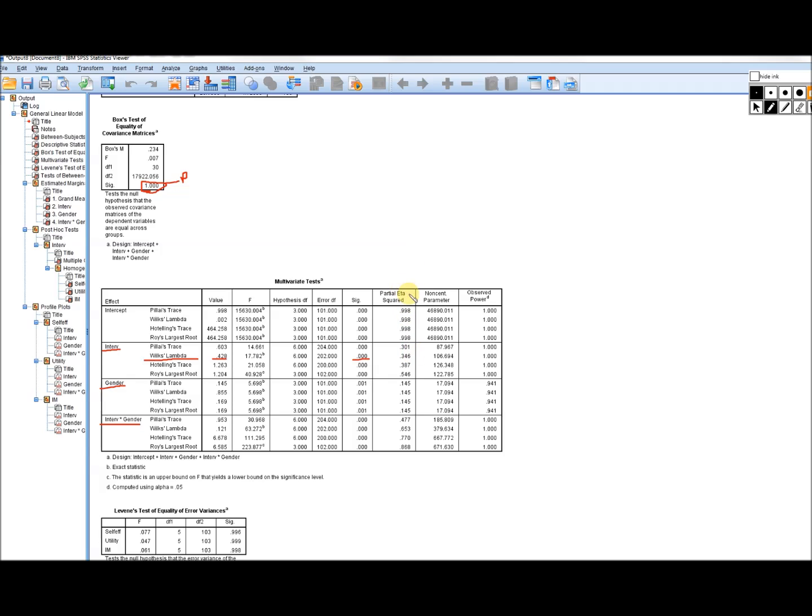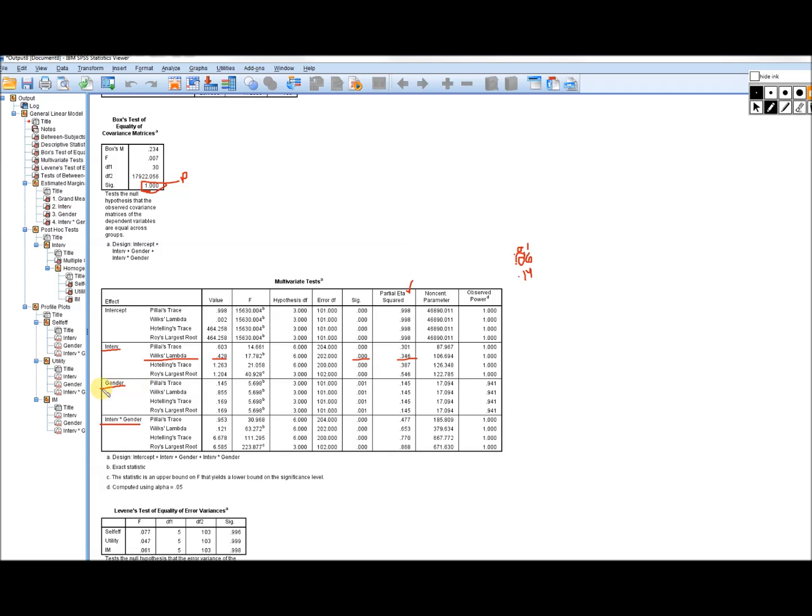The partial eta squared column is basically reflecting effect size, and so using Cohen's conventions for judging the magnitude of effects, where you have 0.01 for small, 0.06 for medium, and 0.14 or greater for large, then this would obviously suggest that we have a very large effect of intervention on the set of dependent variables.